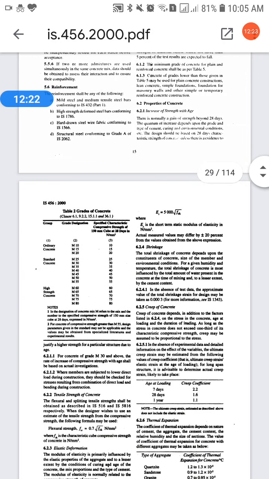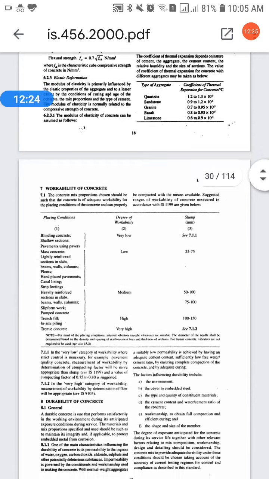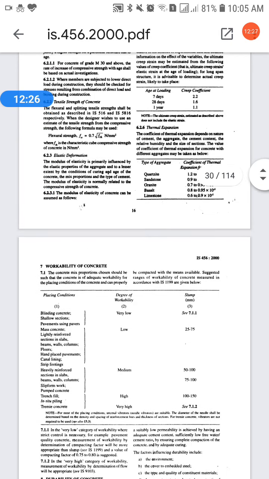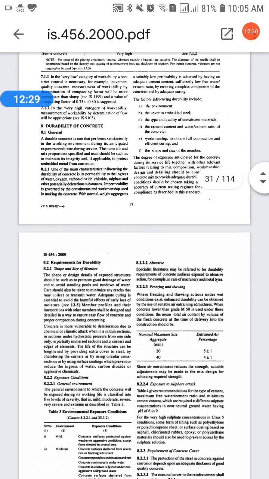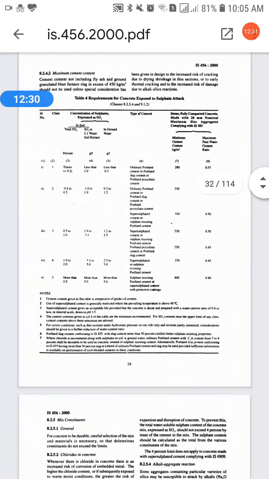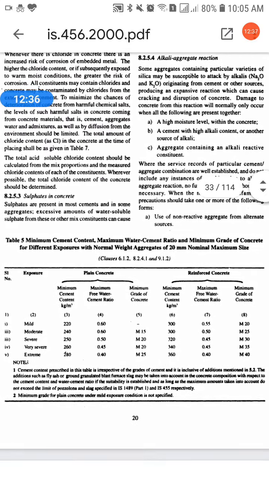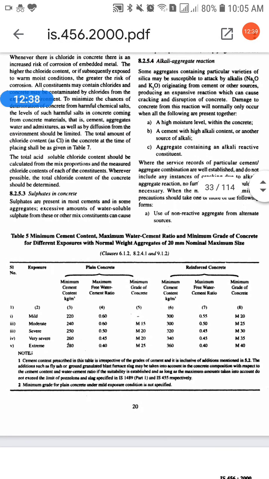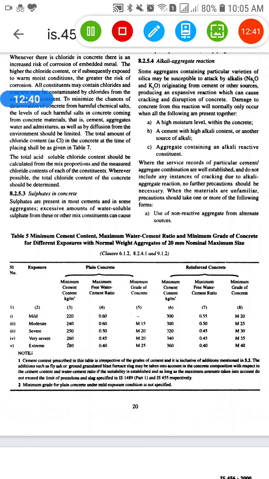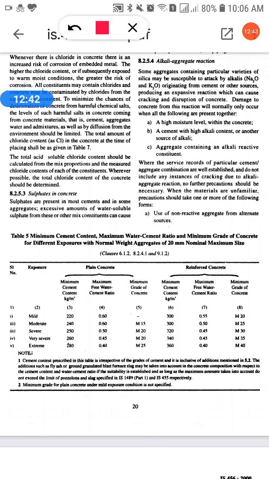Table 2, table 3, table 4, this is table number 5. From this table we have to take the water cement ratio, so this depends on the exposure condition, and from here we have to take the maximum water cement ratio.